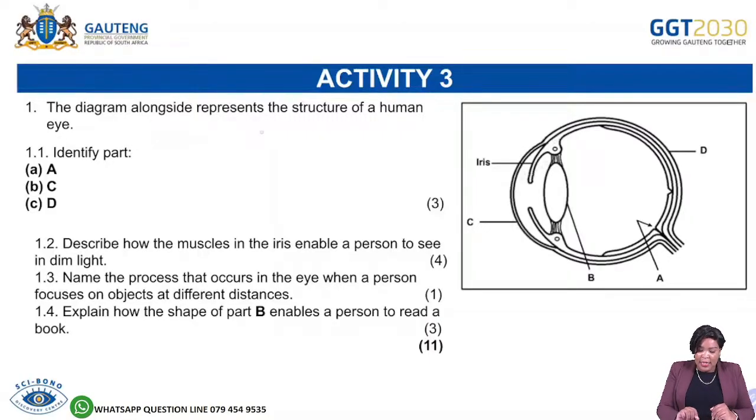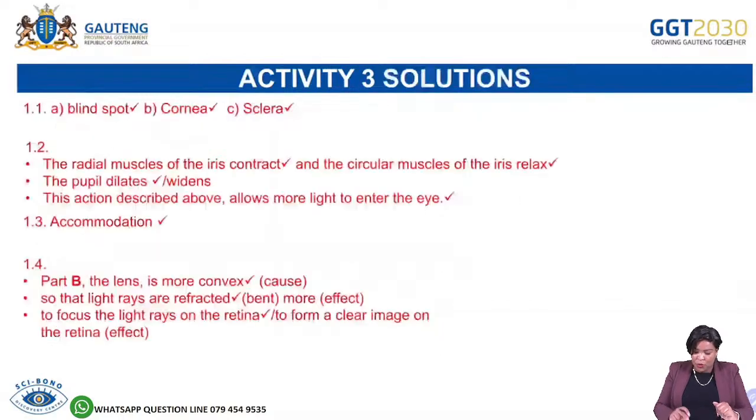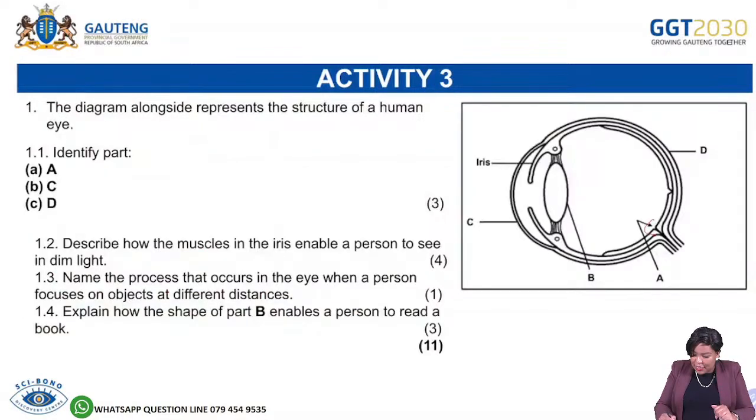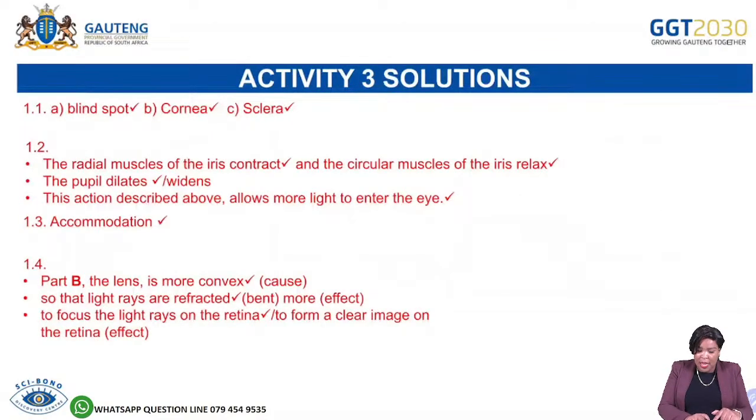The diagram alongside represents the structure of the human eye. Identify parts A, C, and D. So do you see, by studying the question and the diagram first, you already have answers for A, B, and C. So what is A? Part A will be your blind spot. Then you have part B, which is your cornea.